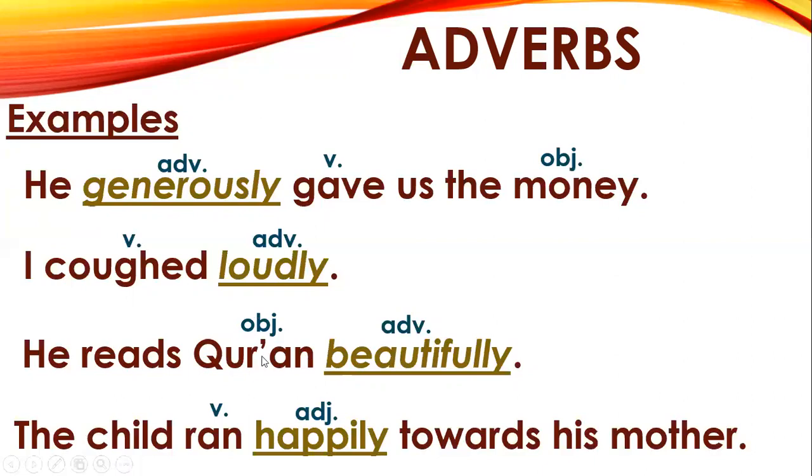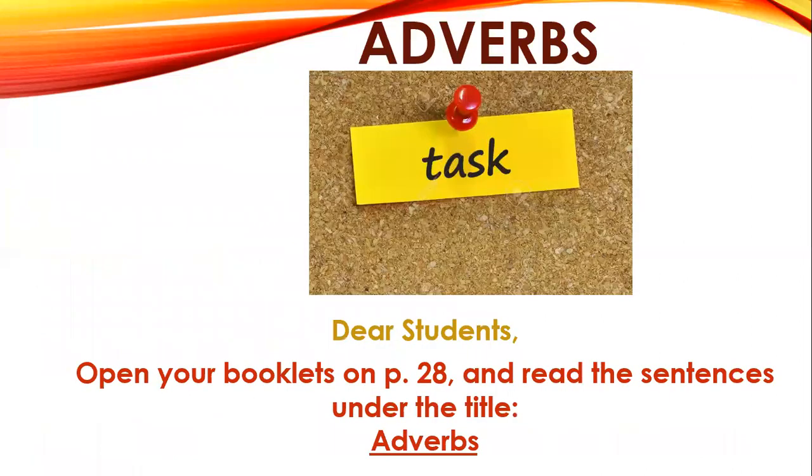In this sentence, I have an object and I put my adverb after the object. Four, the child ran happily towards his mother. In this sentence, I don't have an object. I have a main verb, which is ran, and I placed my adverb, not adjective, adverb, after the main verb.